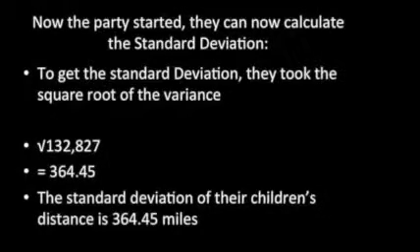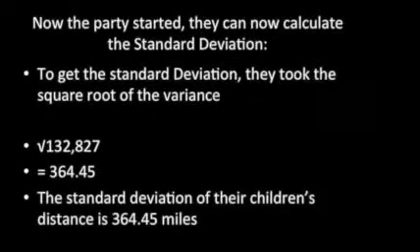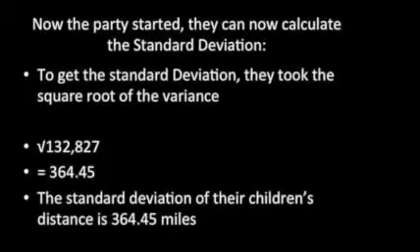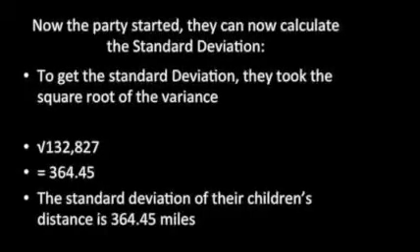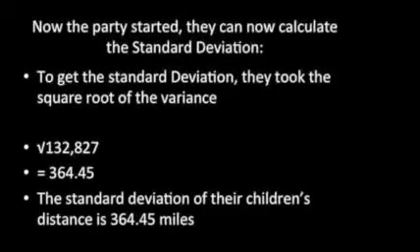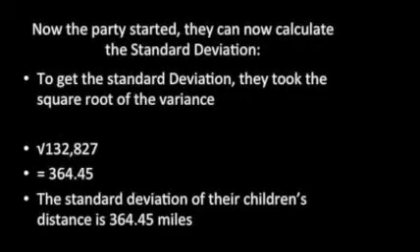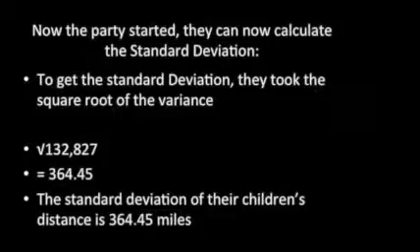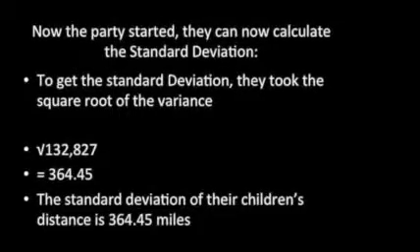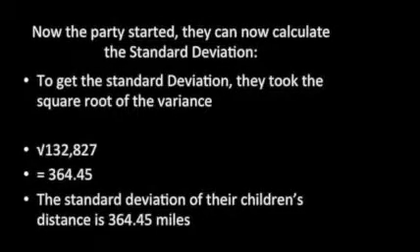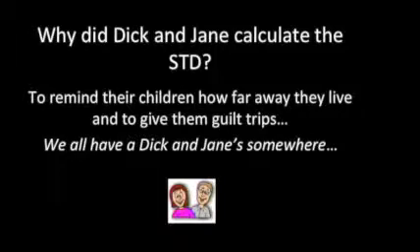Now the party started. They can now calculate the standard deviation. To get the standard deviation, they took the square root of the variance. The square root of 132,827 is 364.45. The standard deviation of their children's distance from home is 364.45 miles.